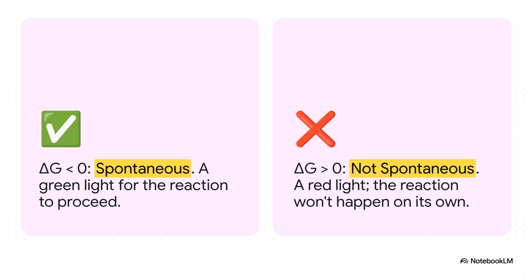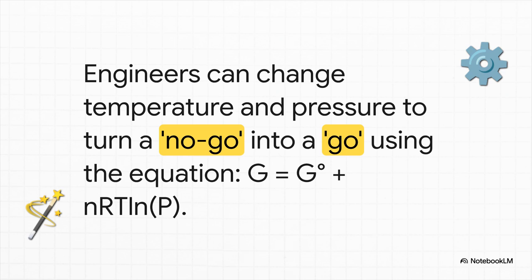A perfect example is water boiling. It happens at exactly 373.15 Kelvin, because at that one temperature, its Gibbs free energy is zero. It's perfectly balanced between liquid and gas. But, and this is a huge but, here's where the engineering magic kicks in. Even if nature gives you a red light under normal conditions, you can kind of change the conditions. By cranking up the temperature or the pressure, engineers can actually nudge that delta G value and turn a no-go into a go. This is the secret sauce behind countless industrial processes.